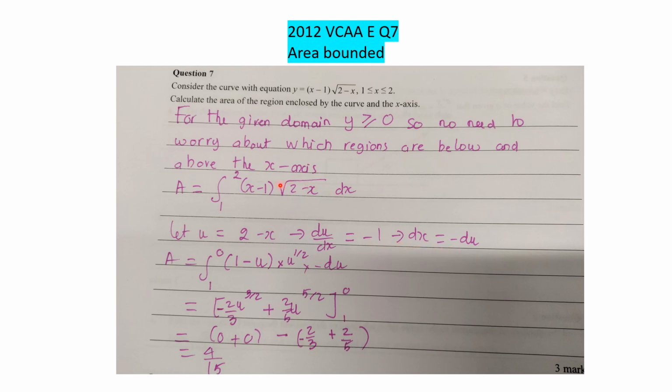So what you've done is, instead of having the root of two things inside, you end up with only u to the power half. And then for x minus 1, if you make x the subject here and substitute in, you have 1 minus u. Comparing this to that, this one you can expand out and then integrate.